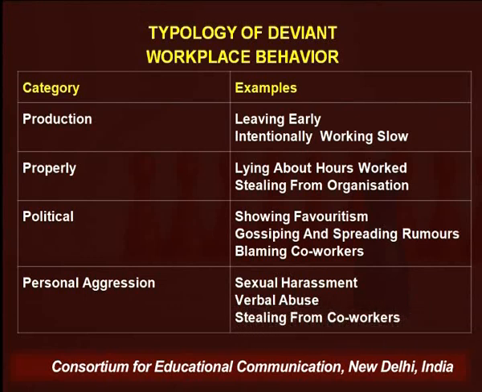The third is political: showing favoritism, gossiping and spreading rumors, blaming your co-workers. These three examples are definitely examples of deviant workplace behavior as far as the political category is concerned. The next category is personal aggression. The fine examples are sexual harassment, verbal abuse, and stealing from co-workers. So, deviant workplace behavior is very clearly explained with the help of various examples under the various categories.